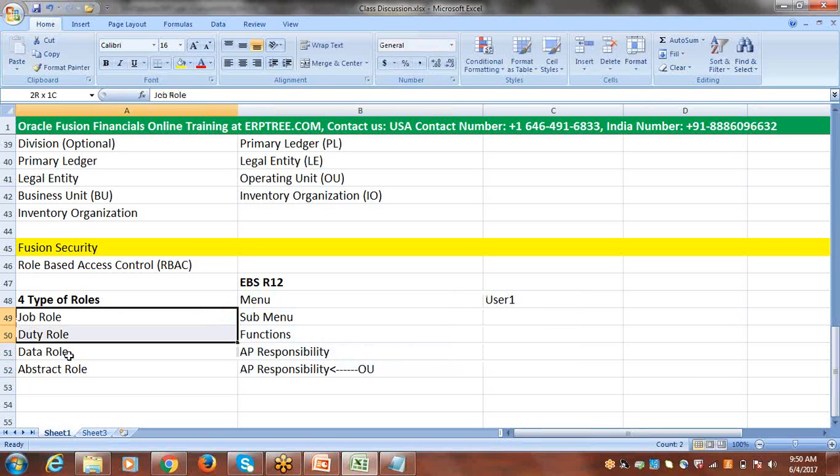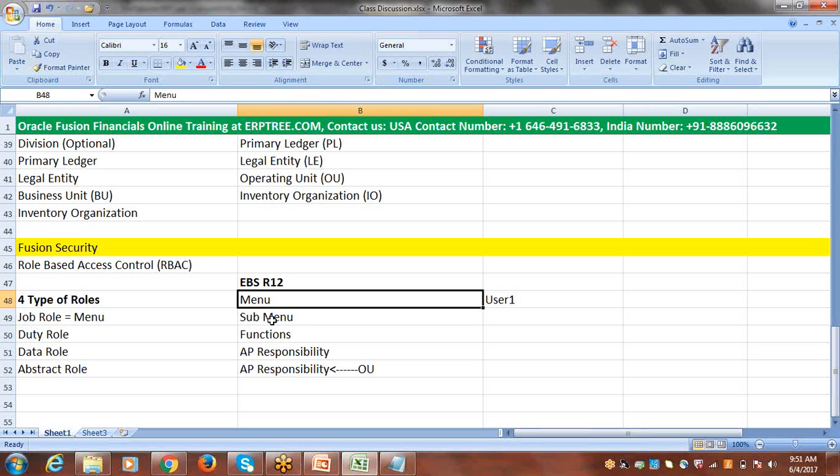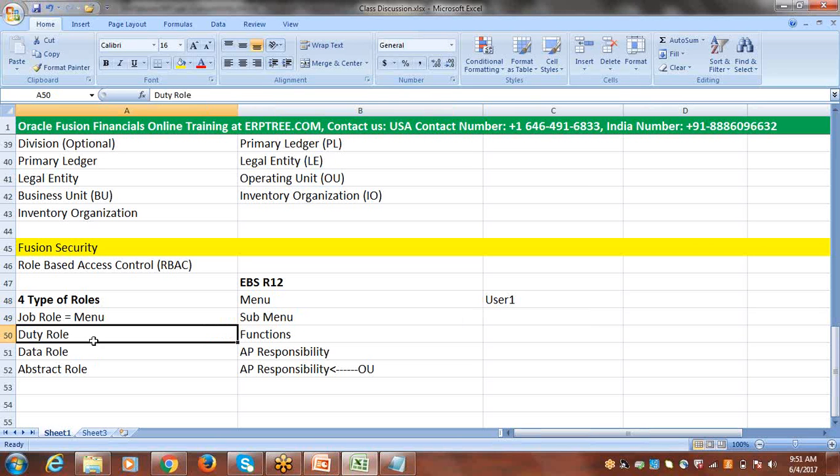So when you compare these roles with EBS, how are these relevant? Job role is equal to menu only. In EBS, what we call a menu, that concept they gave in Fusion as job role. That's all. And duty role is equal to, within the menu we have submenus. So here we have a duty role. The duty role concept is equal to submenu.